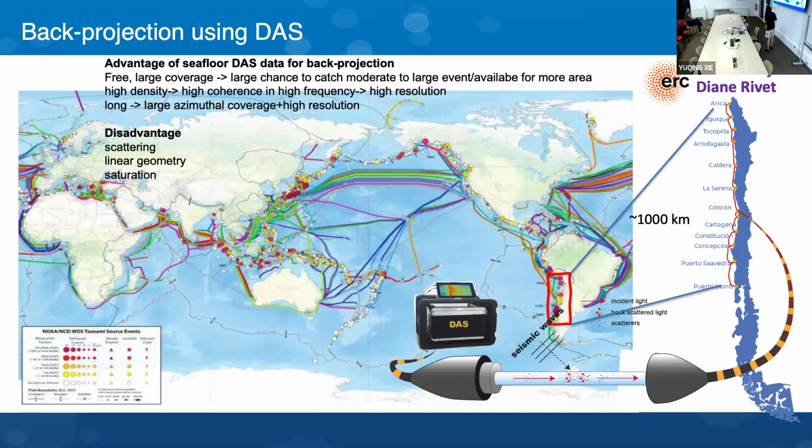But still you have some challenges. For example, the scattering problem is very severe at the ocean bottom, because the sedimentary layer has a lot of heterogeneity. Also, the linear geometry makes it challenging to locate earthquakes, and the saturation problem is not solved very well. But I'm so lucky to come here, where we have so many experts, experience, and techniques to deal with all the challenges. This segment is what we are using to do our experiment.